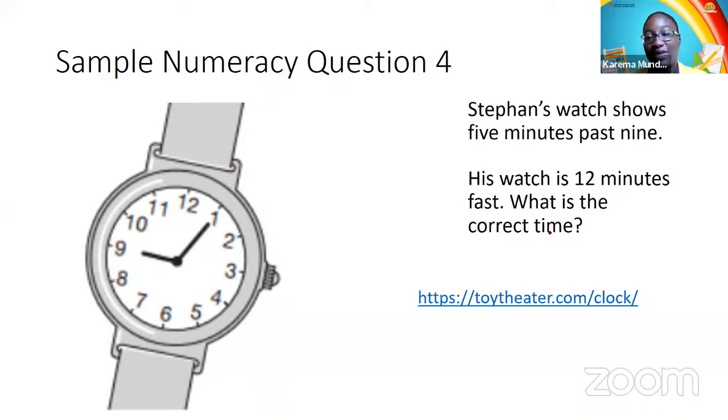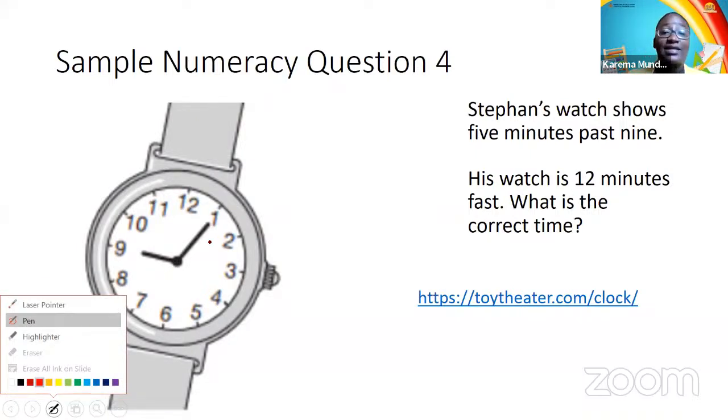And before you tell me and work out what's the correct time, the first thing I want to ask you, based on what is happening here, so his watch is showing 5 minutes past 9, but it's 12 minutes fast. Is the correct time earlier than 5 minutes past 9, or is the correct time later than 5 minutes past 9? Let me know in the chat, earlier or later than what is shown on his watch.